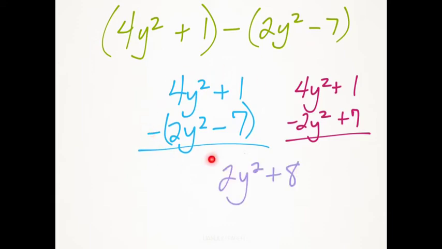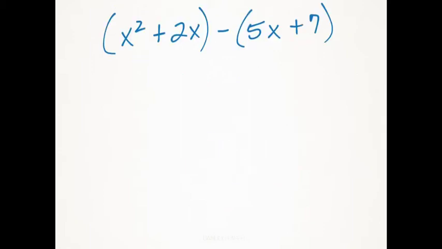Okay. Whether you stick with the blue or go with the red, it's still going to be the same answer either way. 4y squared minus 2y squared is going to give us 2y squared, and then 1 plus 7 will give us plus 8. Here's our third and final example for this video. X squared plus 2x minus 5x plus 7.